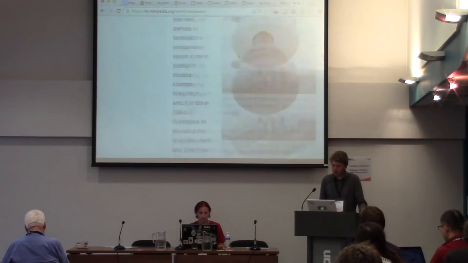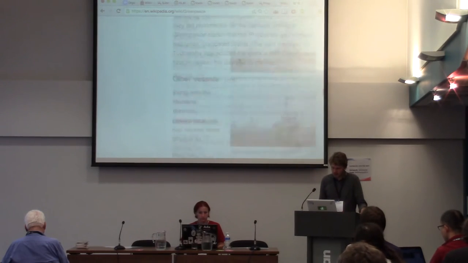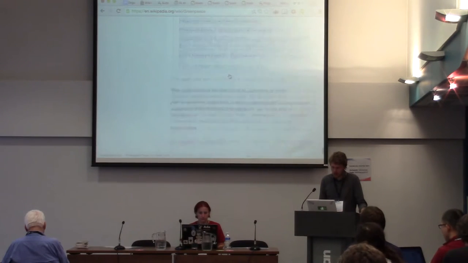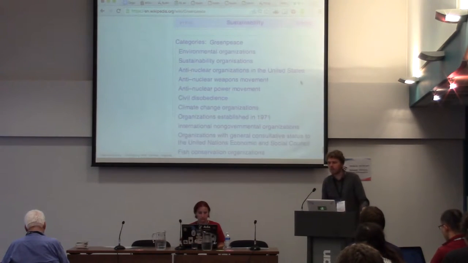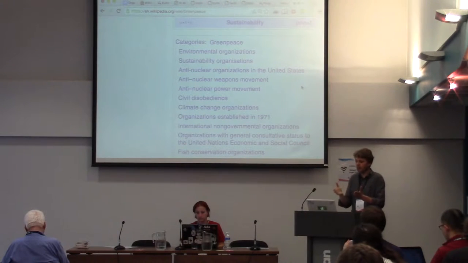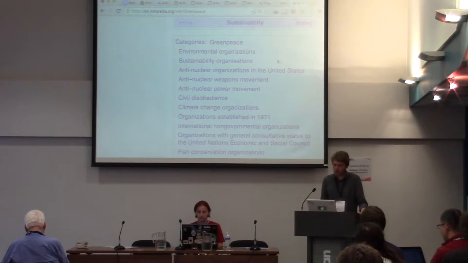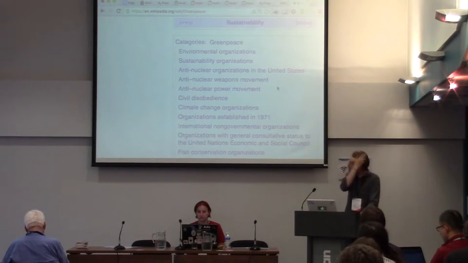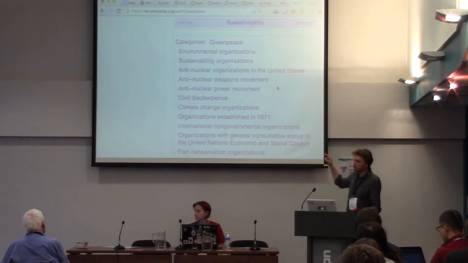So for every Wikipedia article, for those who don't know, this is obviously a very long article, you've got categories there. Every Wikipedia article is in a category. This tool, tree views, allows you to see the page views of all the articles within a category.